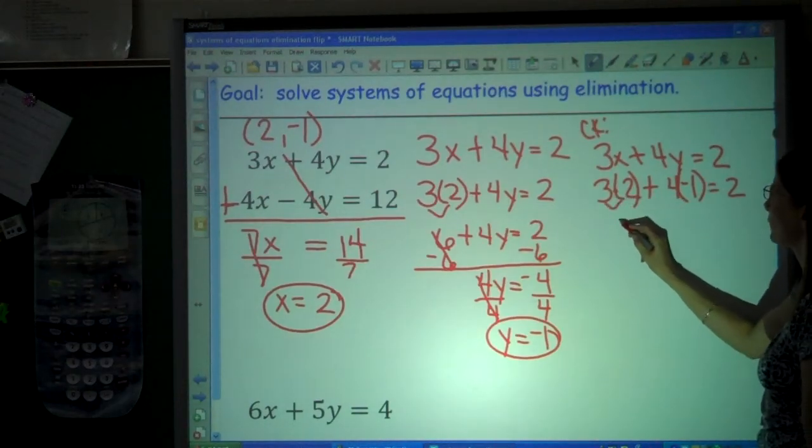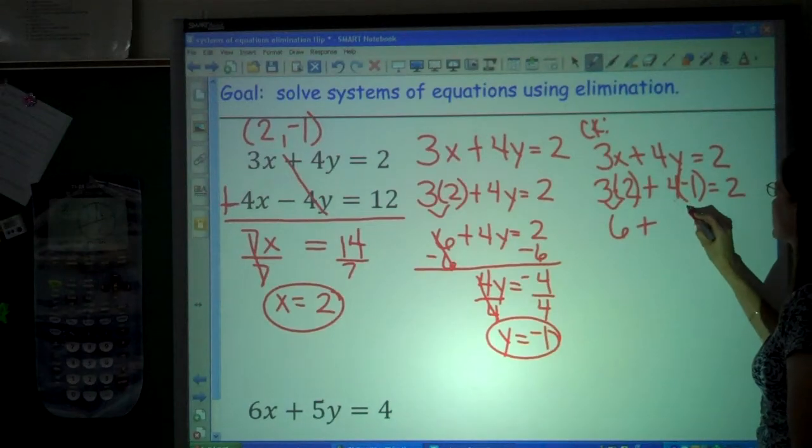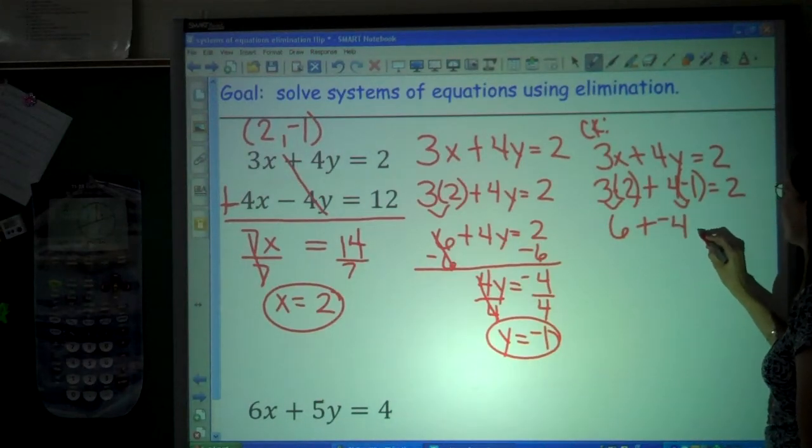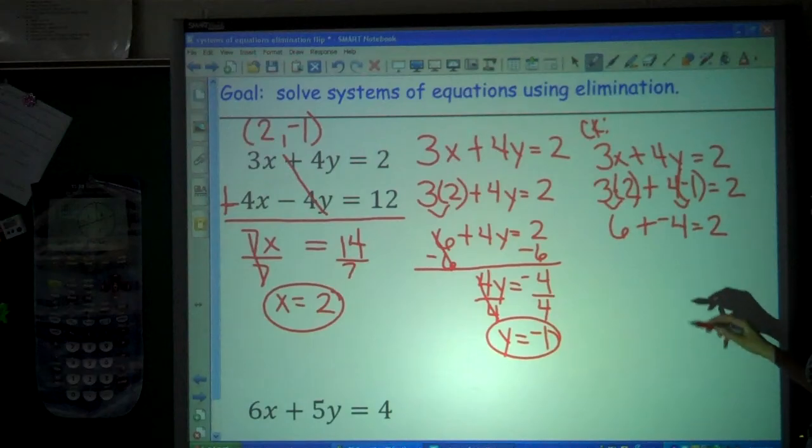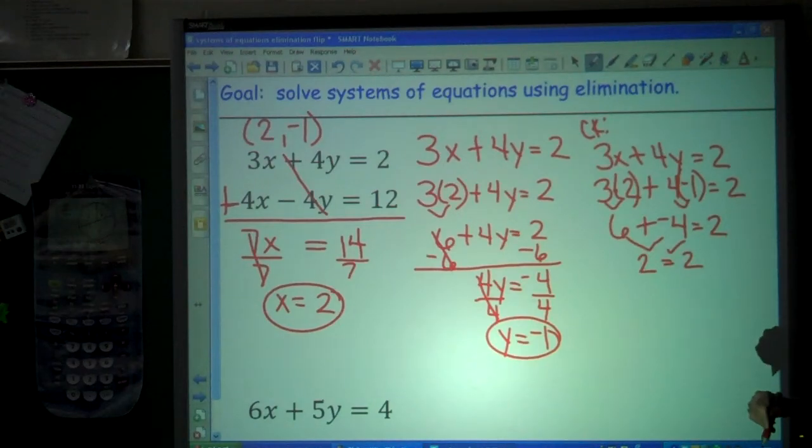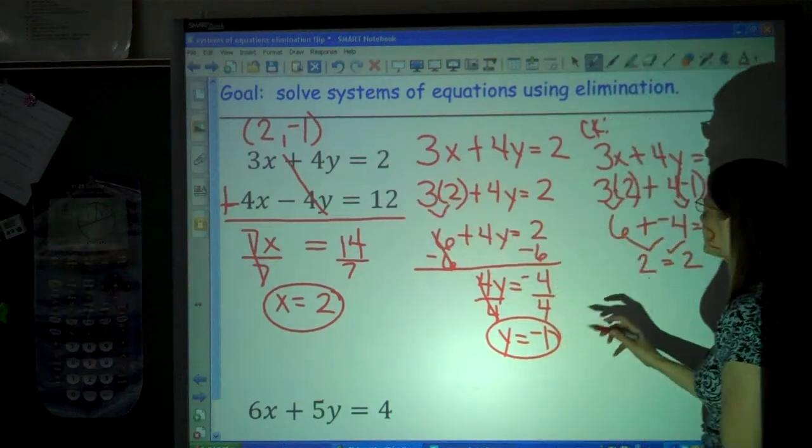PEMDAS tells me to multiply first, so I get 6 plus 4 times a negative 1, which is a negative 4, should equal 2. 6 plus negative 4 is a positive 2. A positive 2 does equal a positive 2. But it might work for this equation. I have to make sure it also works in this equation.